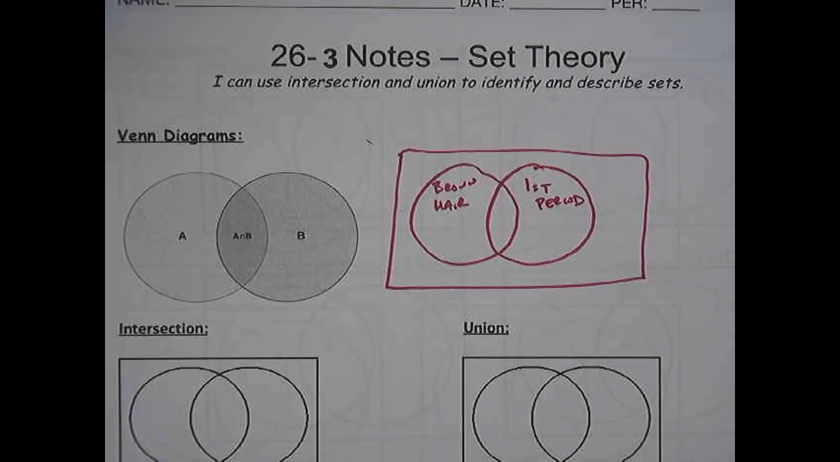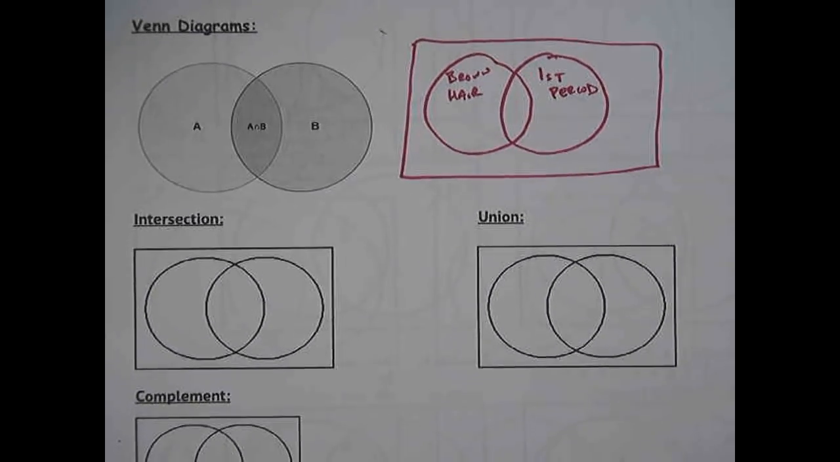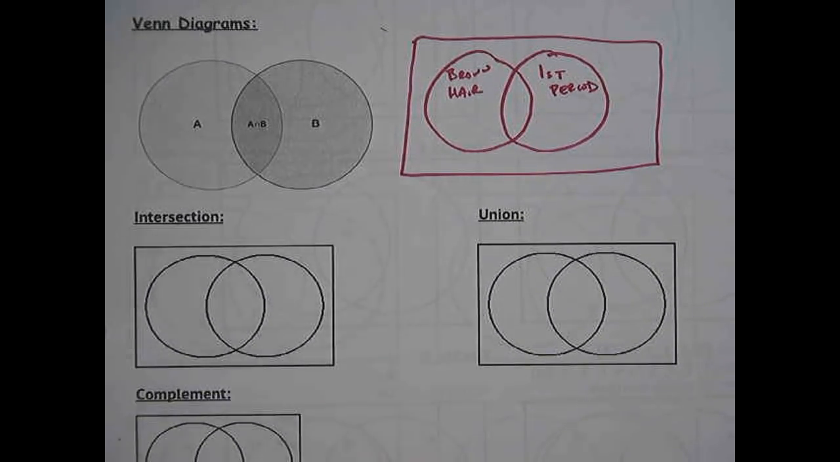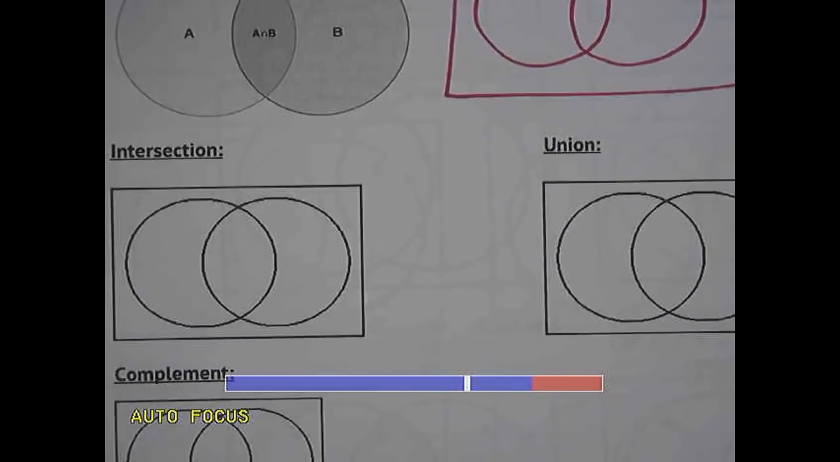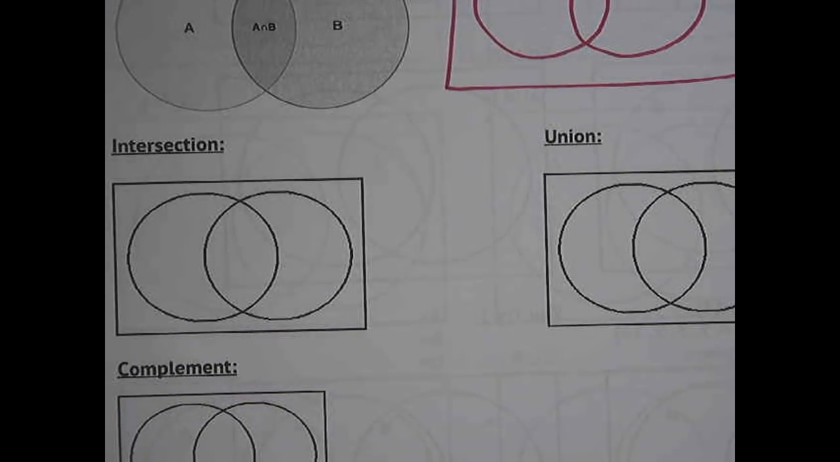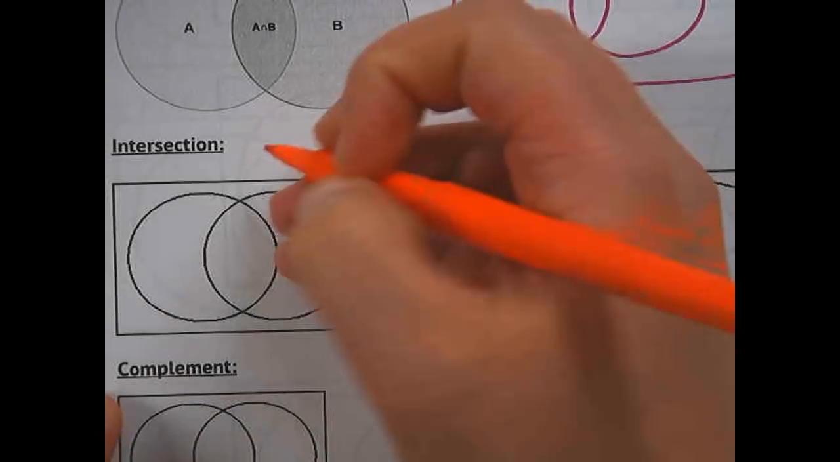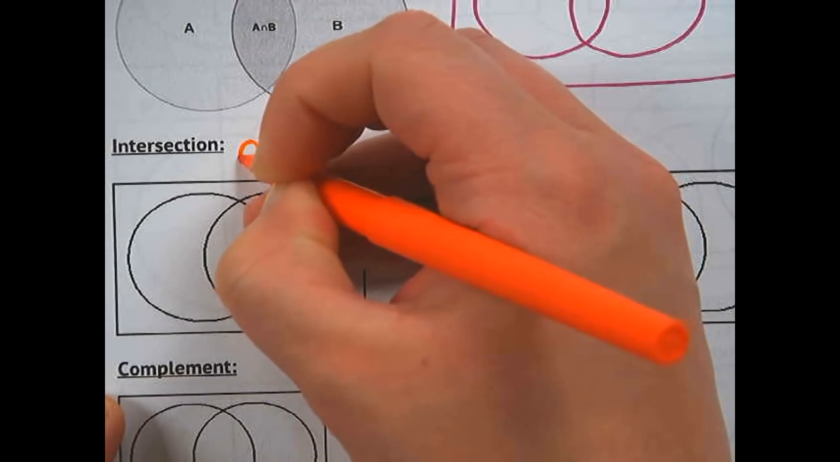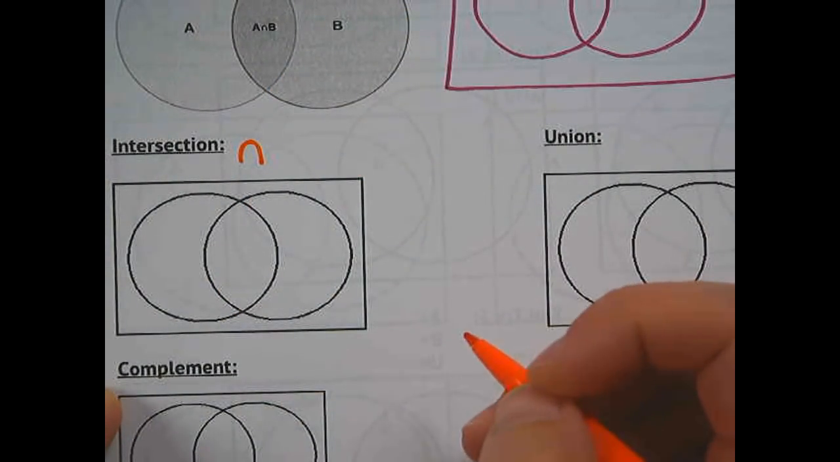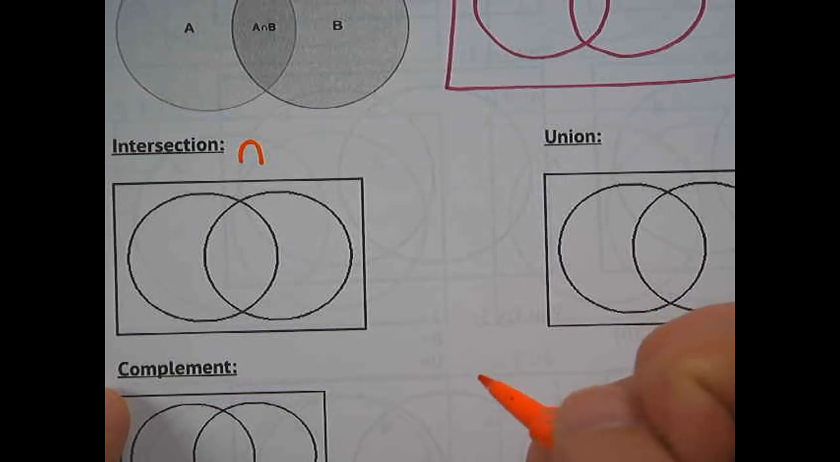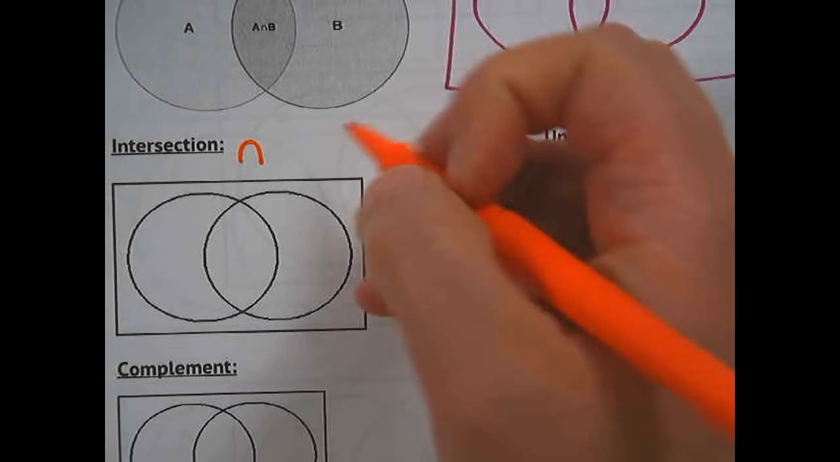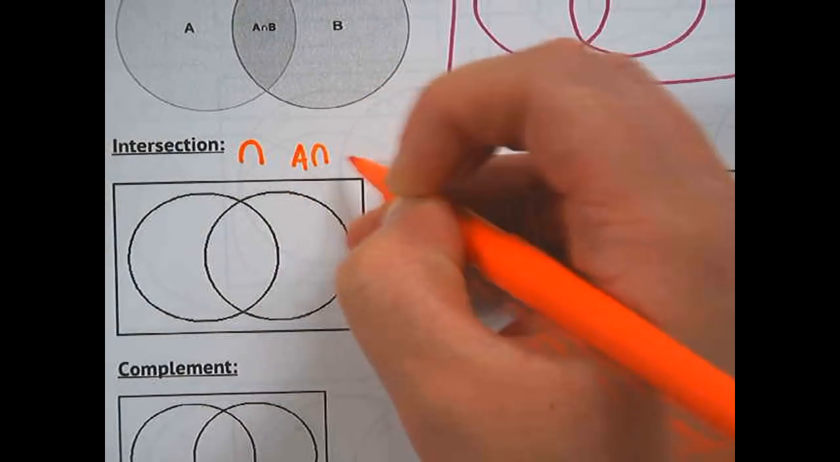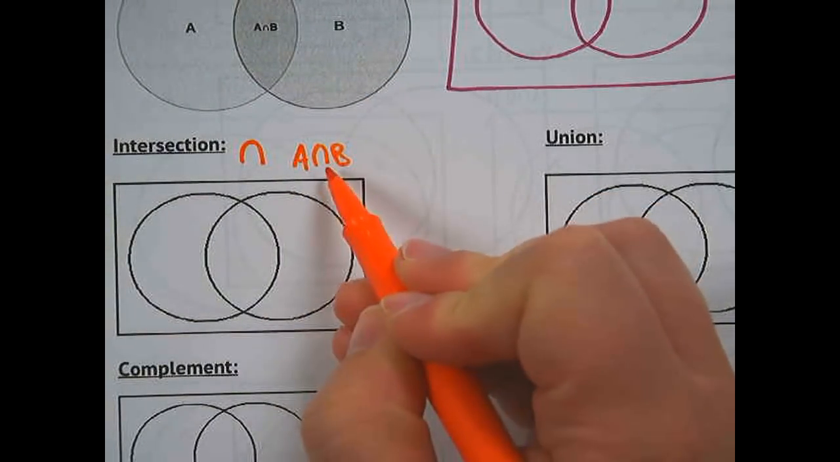And then there are certain ways that we, in math, talk about Venn diagrams and sets. The first one is going to be intersection. The notation that we use with intersection is going to be like an upside down U. It kind of looks like an N for intersection. So if I wanted to talk about the intersection of A and B, I would say A intersect B.